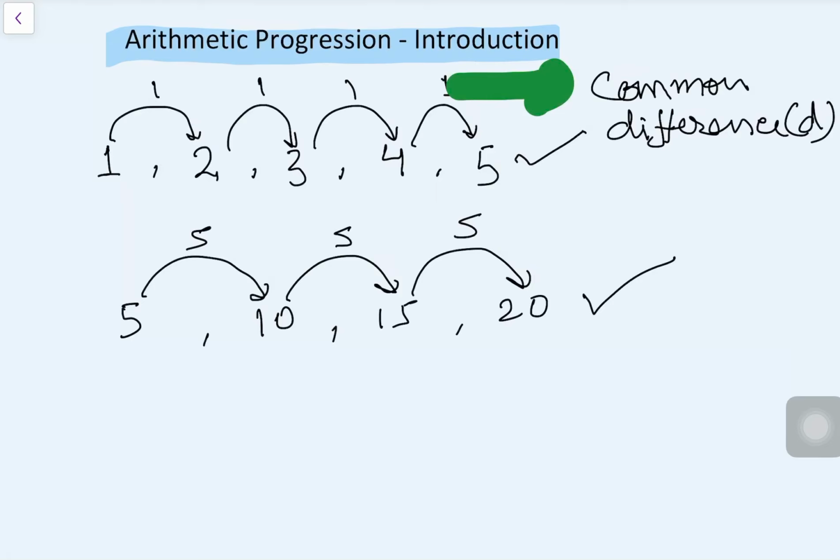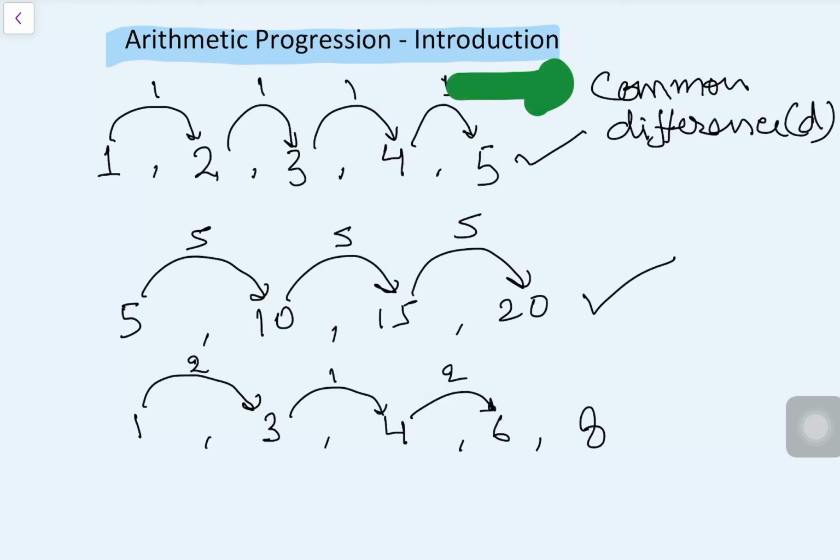Let's consider another example. Let's say 1, 3, 4, 6 and 8. Here you can see the difference between 1 and 3 is 2. Between 3 and 4 you have difference 1. Between 4 and 6 you have difference 2, and between 6 and 8 we have difference 2. So here we can see that the common difference is not fixed. So this is not an arithmetic progression.